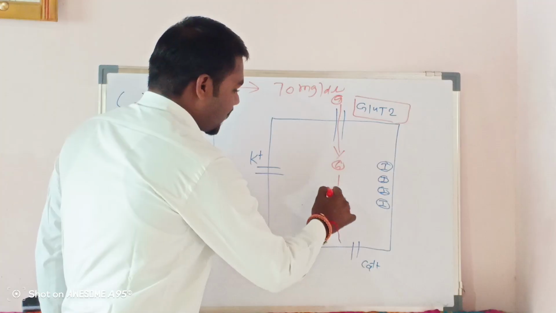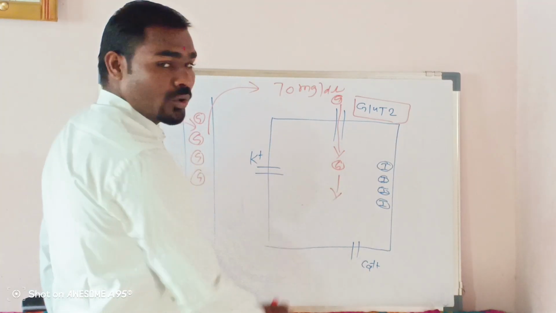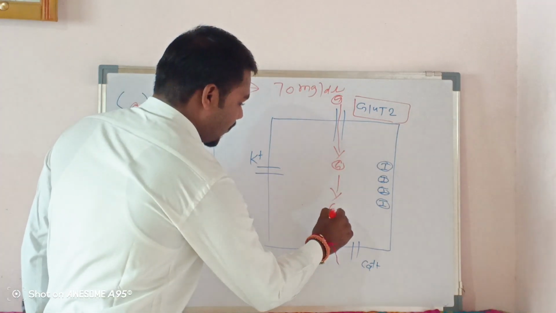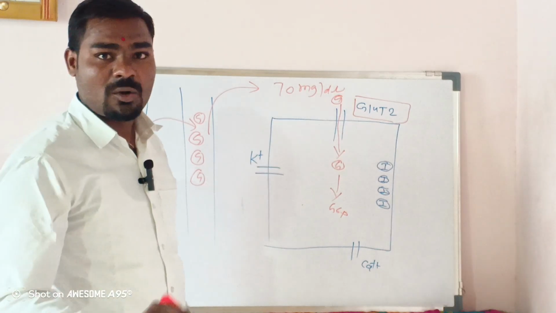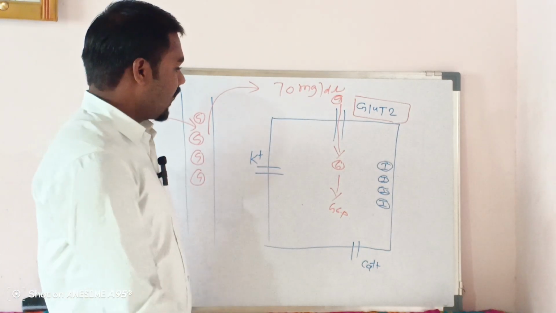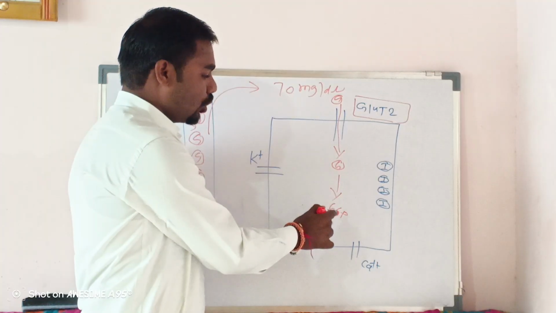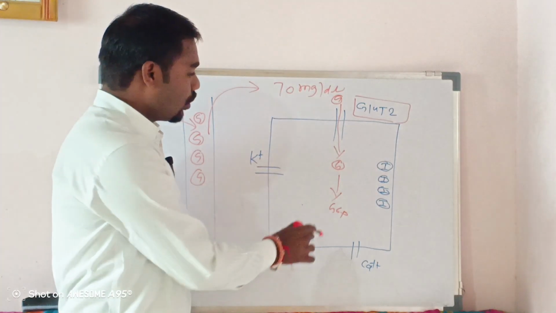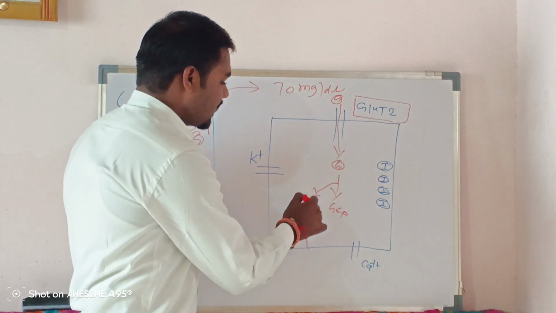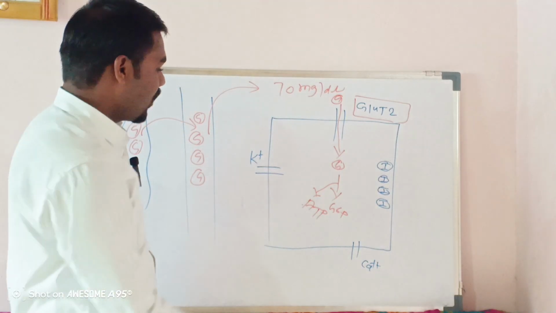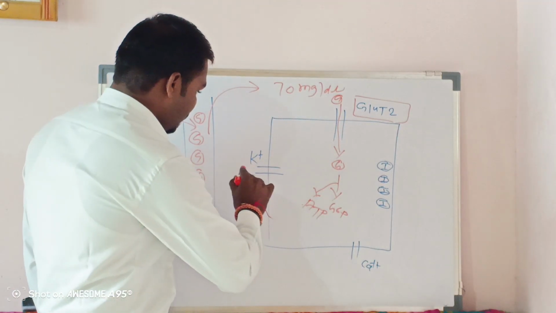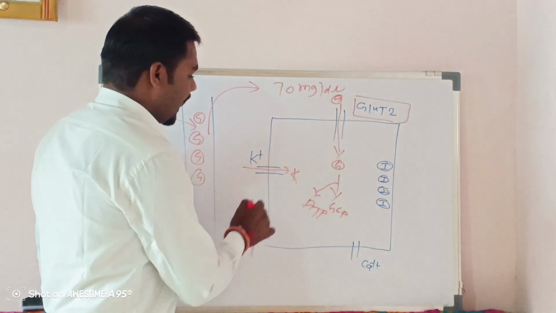After coming into the beta cell of the pancreas, glucose gets converted into glucose 6-phosphate. The name of the enzyme is glucokinase. This glucokinase converts the glucose into glucose 6-phosphate. During this process, 1 ATP is released. Because of this ATP, the potassium channel gets inhibited.